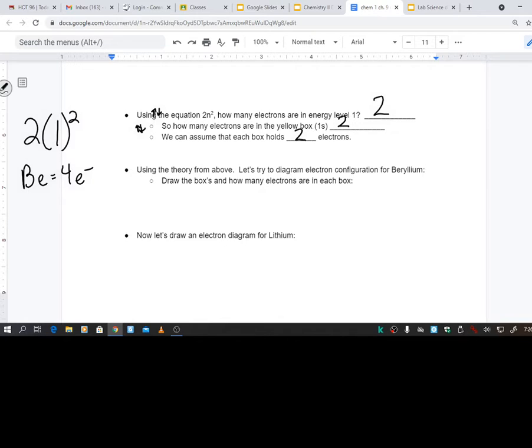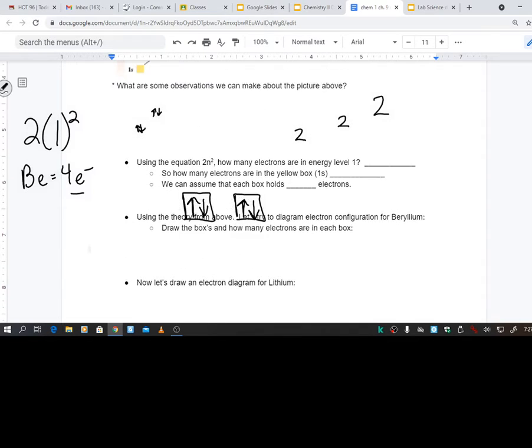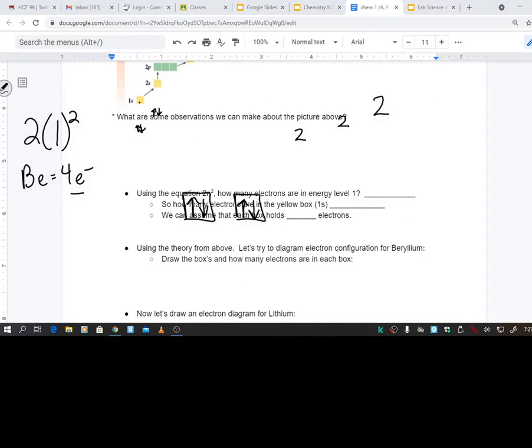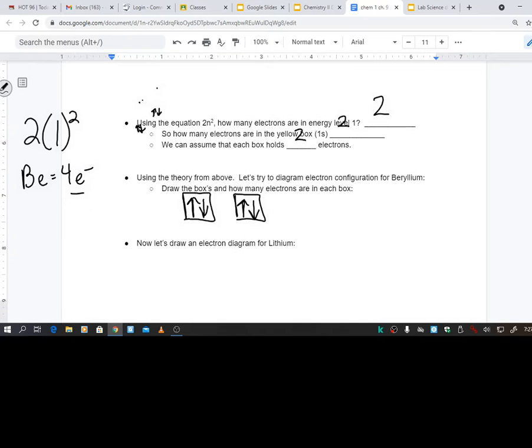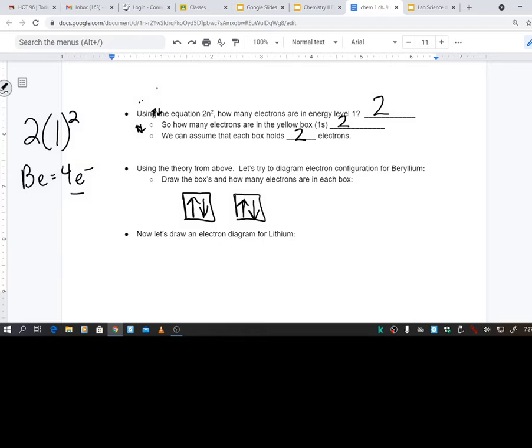So for beryllium, since it has 4 electrons, I'm going to go, okay, 1, 2, 3, 4. Right, now I'm going to scroll up again real quick. Notice how we have 1 box and another box. We're in 1S and then 2S. So this is my 1S box, this is my 2S box.